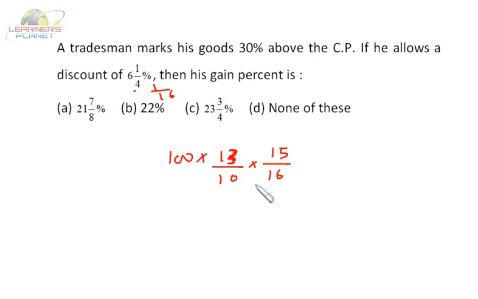Now let's calculate it. Now it is 121 7/8. That means from 100 as cost price, the selling price is 121 7/8. That means the percentage profit is 21 7/8%.